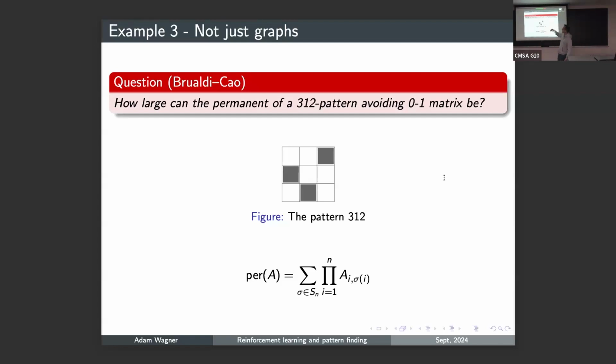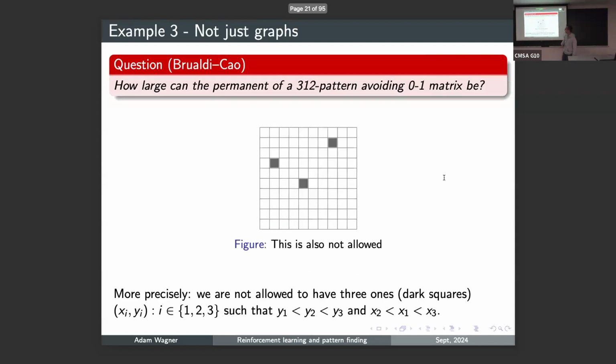How large could a permanent of a 0-1 matrix be if you assume it doesn't contain a 3-1-2 pattern of ones? So here, white squares denote zeros, dark squares denote ones, and the kind of stuff you're not allowed to have is 3 ones in this particular configuration. The question is, how large can the permanent of such a matrix be?